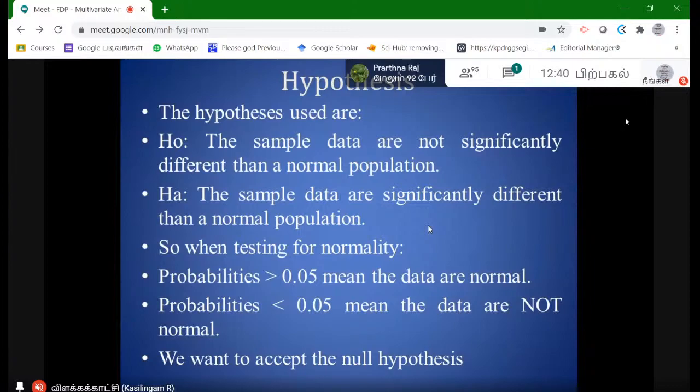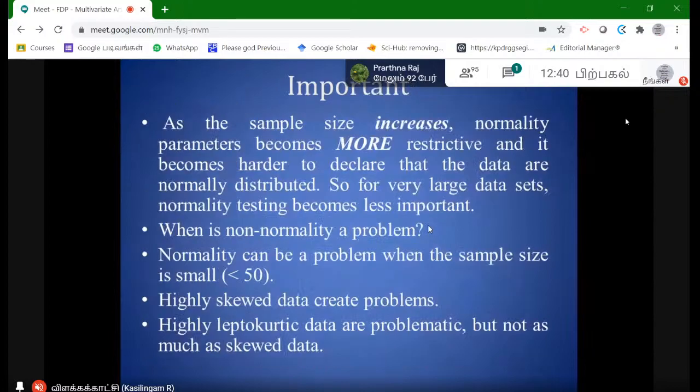Right. As the sample size increases, the normality parameters become harder and harder. So for a very large data set, normality testing becomes less important. When normality will be a problem is when your data points are very small. Again, there will be a big problem.